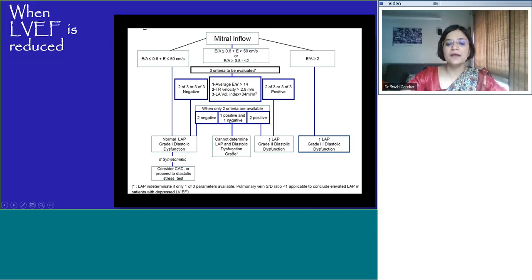And if they are less than that, then you know there's diastolic dysfunction, but you really are not in a position to give an accurate estimation of left atrial pressure. So here they are saying, listen, whatever diastology we do, it has its limitations. So cannot determine means cannot determine until we are wiser.